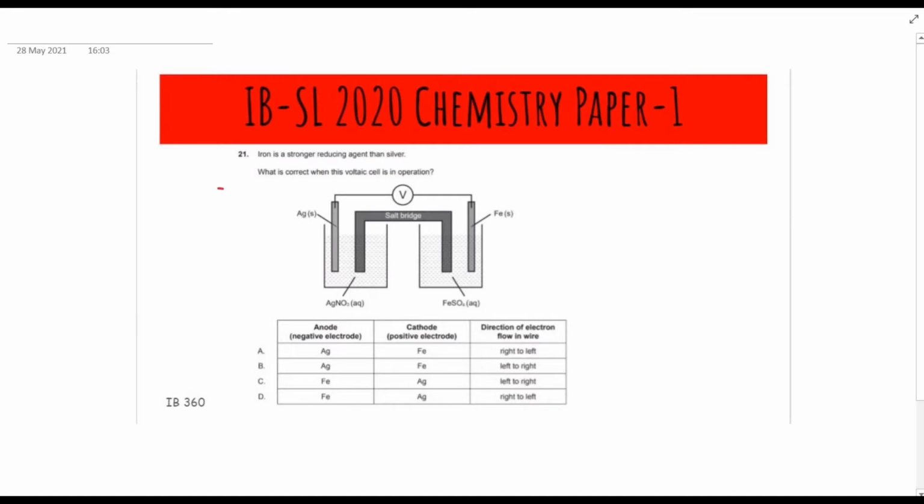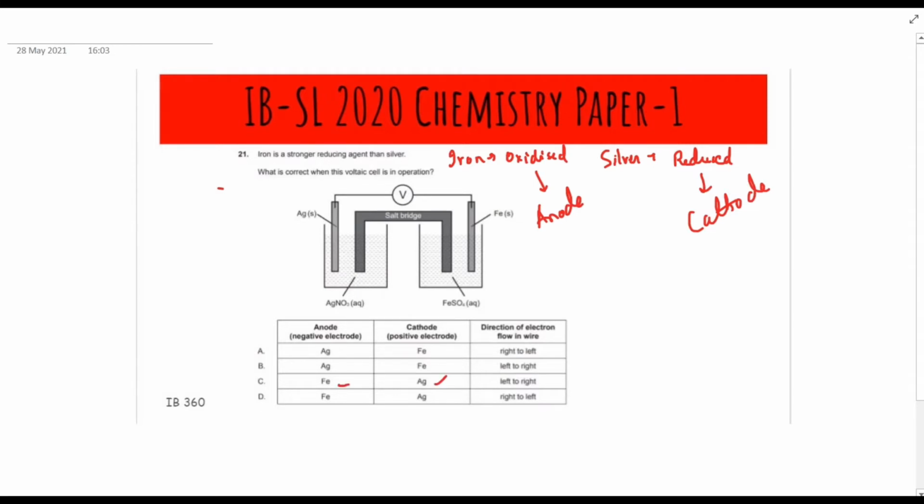In this question it is given that iron is a stronger reducing agent than silver. That basically means iron will get oxidized and silver will get reduced. We need to find out which of the following is a correct voltaic cell in operation. Iron is getting oxidized, and whatever gets oxidized is present at the anode, and whatever gets reduced is always present at the cathode. So at the anode it will be iron, and at the cathode it would be silver.